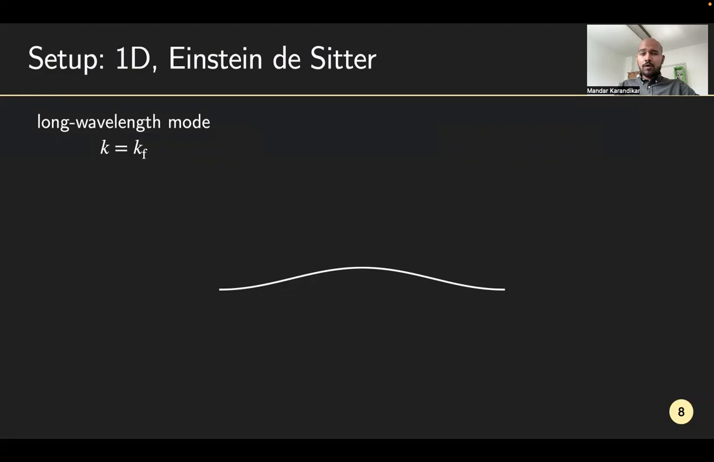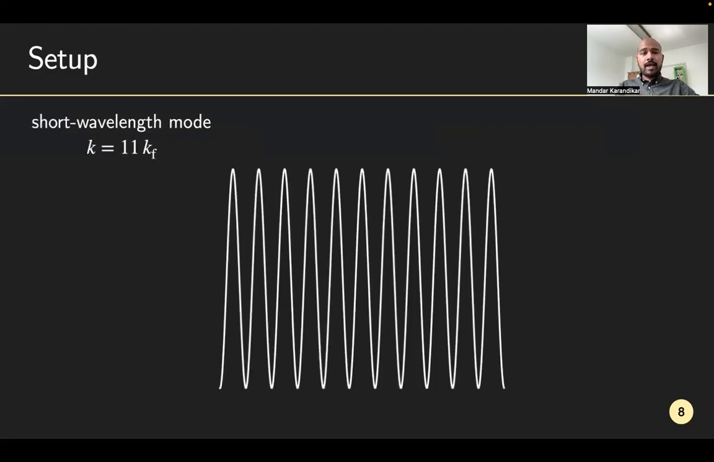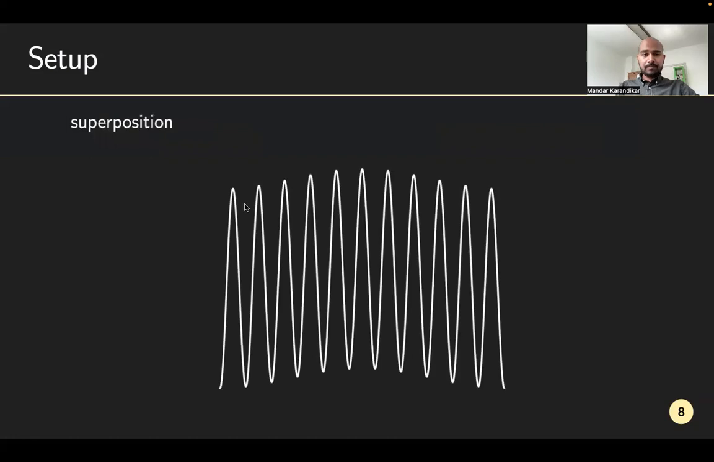And we start with a long wavelength mode at the fundamental frequency. Then we add a short wavelength mode, which is at 11 times the fundamental frequency. And then you take the superposition of the two. So you have the long mode here, which represents roughly the large scale structures of the universe, which has smaller amplitudes. And then you have the short mode, which contains very large amplitudes, but it's on small scales.